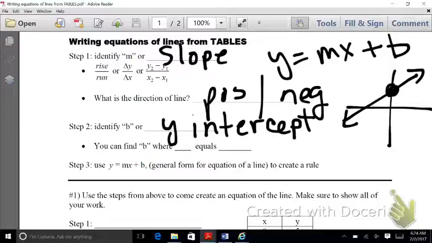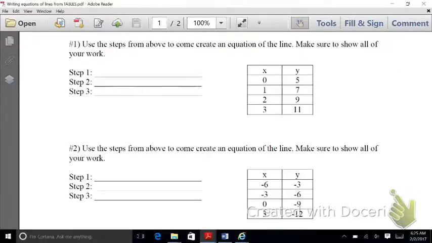Well, in order for the graph to cross the y-axis, that means that on the first one that I have here, we've got a table. Remember that step one is to find the slope. So I'm going to do that by finding my rate of change. Of course, my change in y over my change in x. You've done this 1,000 times.